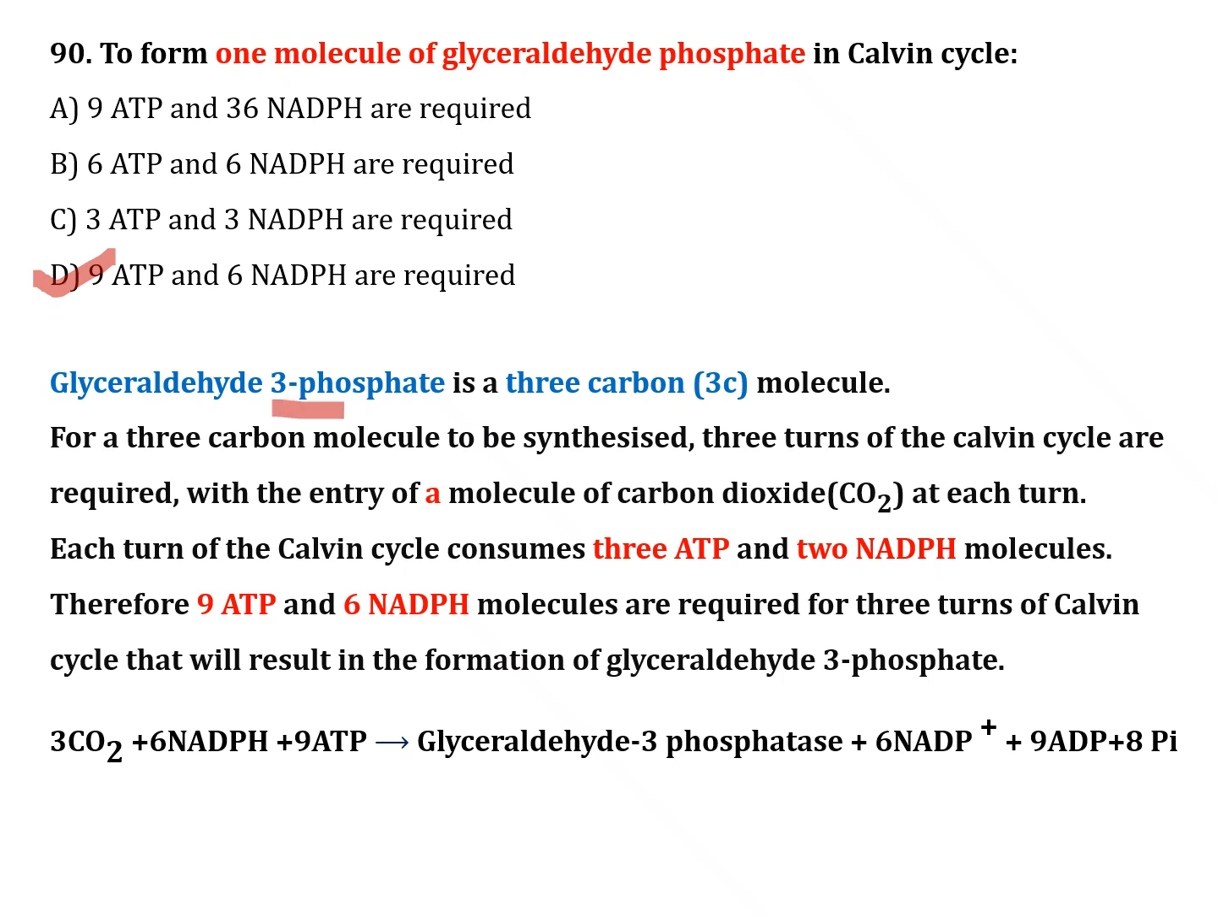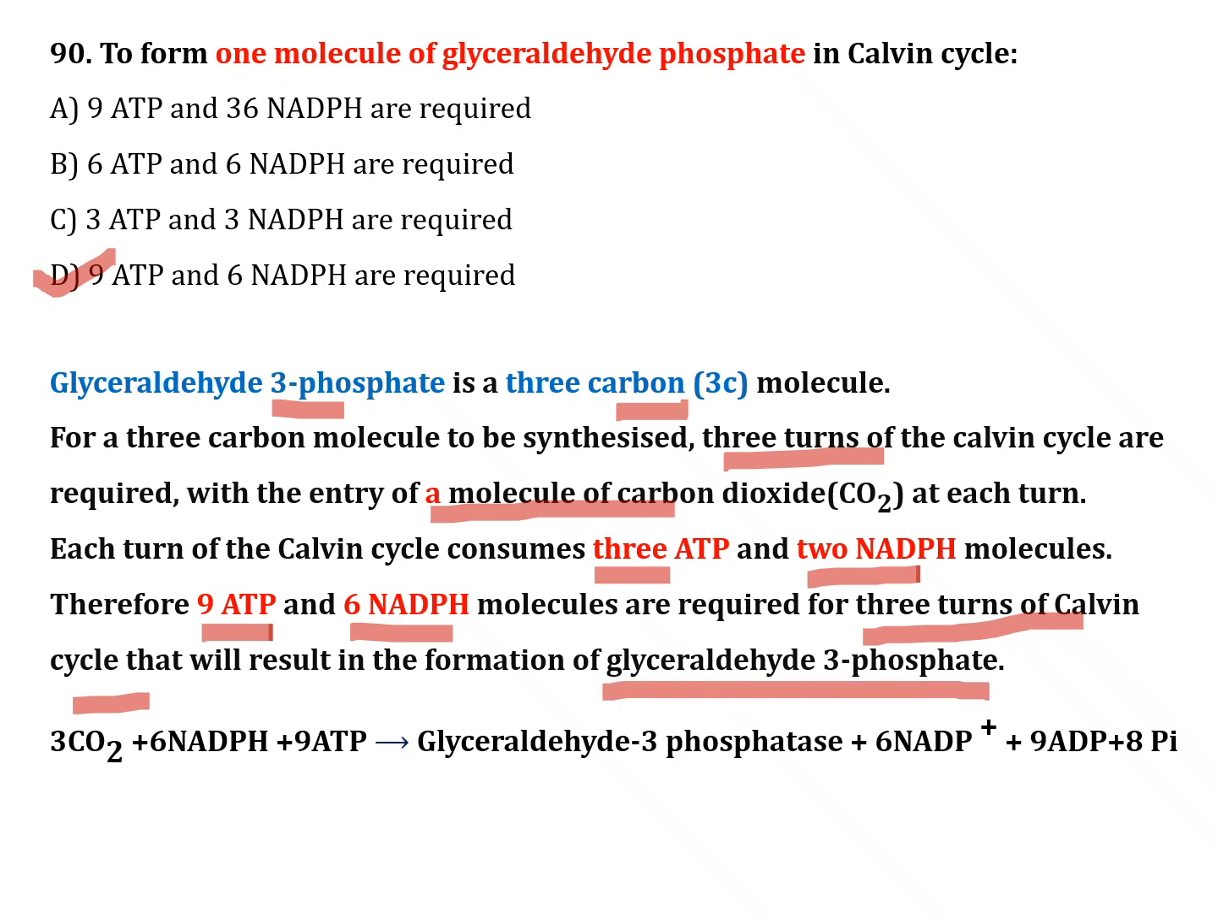Glyceraldehyde 3-phosphate is a 3-carbon compound. For a 3-carbon molecule to be synthesized, 3 turns of the Calvin cycle are required, with the entry of a single molecule of carbon dioxide in each turn. Each turn of the Calvin cycle consumes 3 ATP and 2 NADPH molecules. Therefore, 9 ATP and 6 NADPH molecules are required for 3 turns of the Calvin cycle, which will result in the formation of glyceraldehyde 3-phosphate.